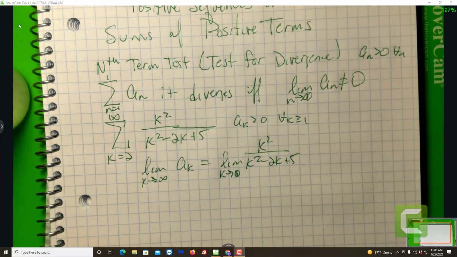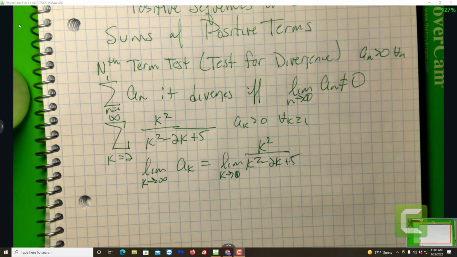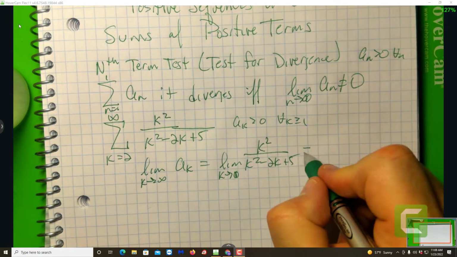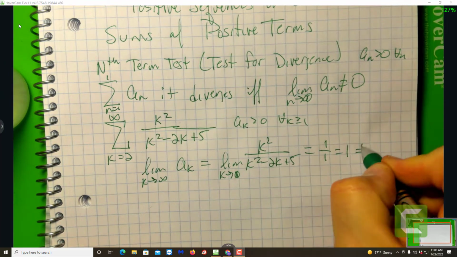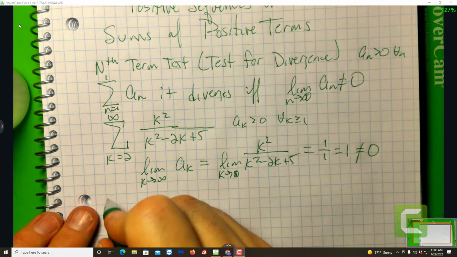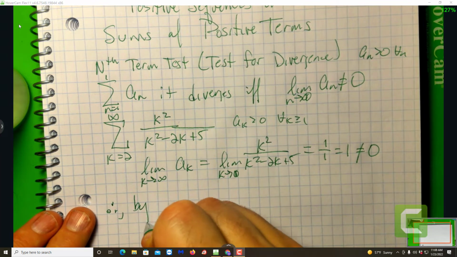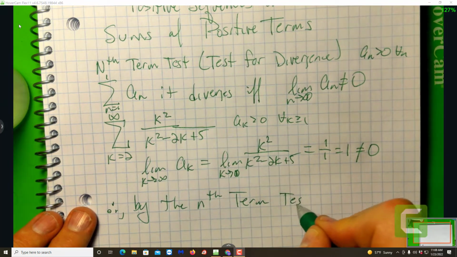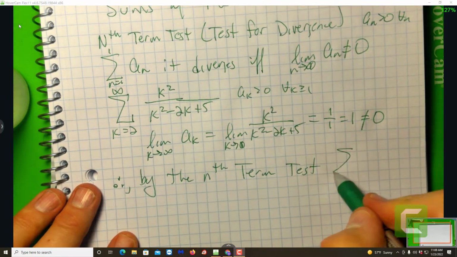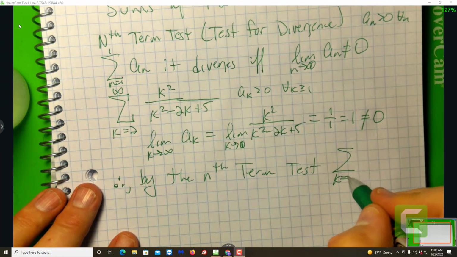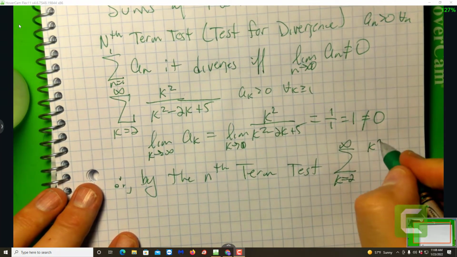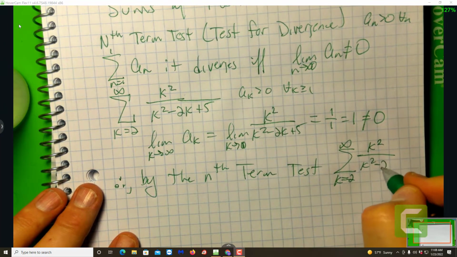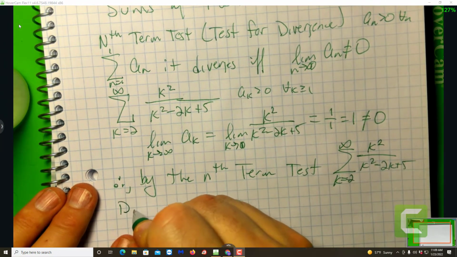Now, there's a lot of people that get L'Hopital's happy here. You don't need this. In this case, just look at this. This is a ratio of polynomials in terms of k. The degrees are the same, therefore the limit is the ratio of the leading terms. Since the limit is not 0, it diverges. Therefore, by the nth term test, or the test for divergence, the series from k equals 2 to infinity of k squared over k squared minus 2k plus 5 diverges.